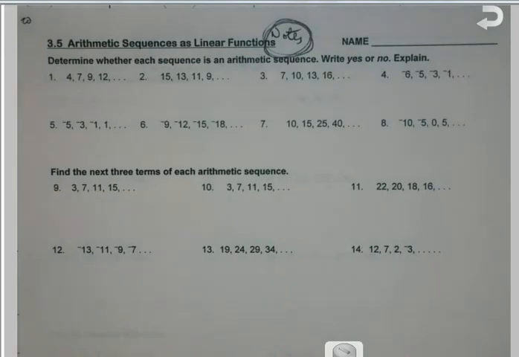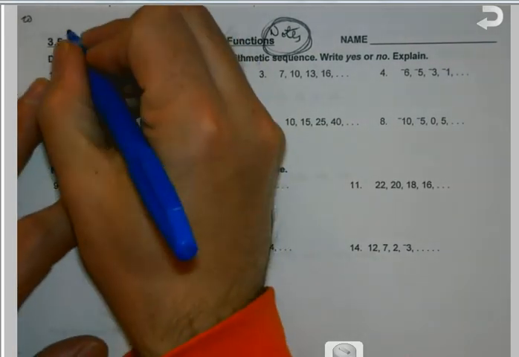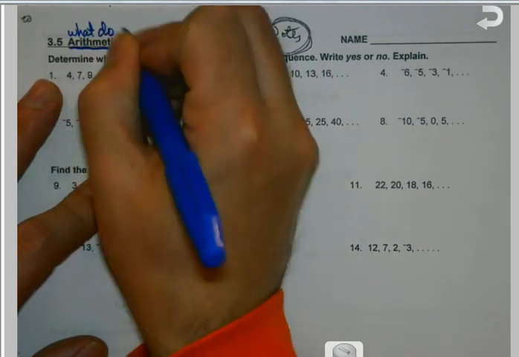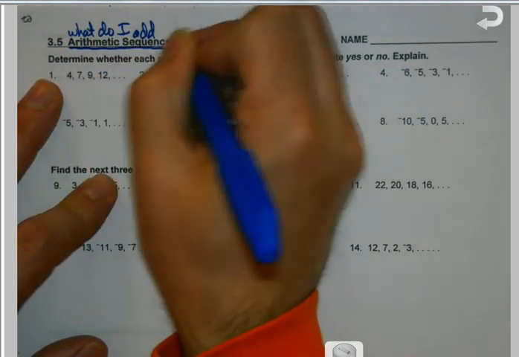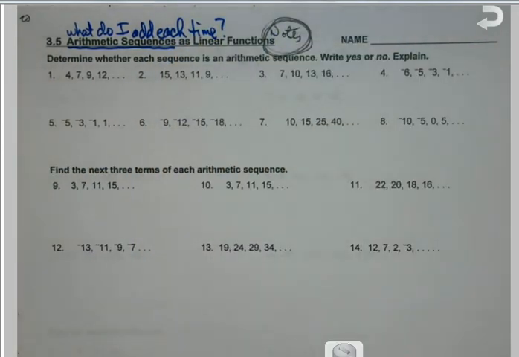All right. Arithmetic sequences sounds like a really funky thing, but it's really not that bad. All this means, when it says something's an arithmetic sequence, just means, what do I add each time? So what I'm doing is I'm looking for patterns. And if I can find the same pattern, if I keep adding the same number each time, then it's called an arithmetic sequence. If the number changes, then it's not.